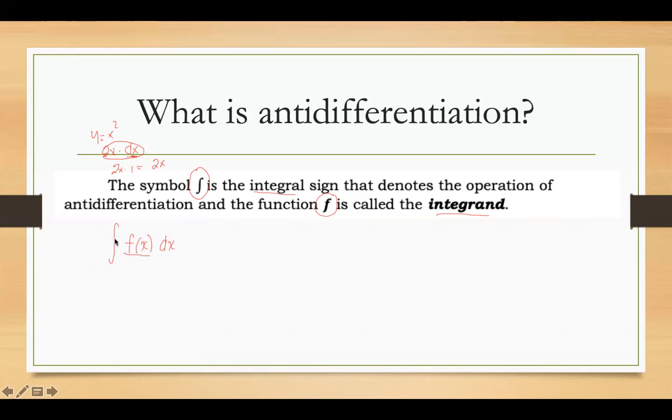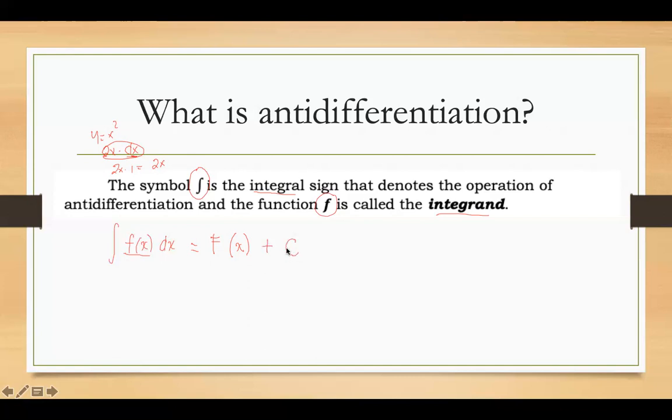So this is how we read it, the integral of f of x dx. So again, this is the integral sign. This portion here is the integrand, and this is the derivative symbol. So for this, again, our goal here is we need to solve for the original function before we got the derivative, before we got this answer. So we are looking for the original function, and that is always equal to c.